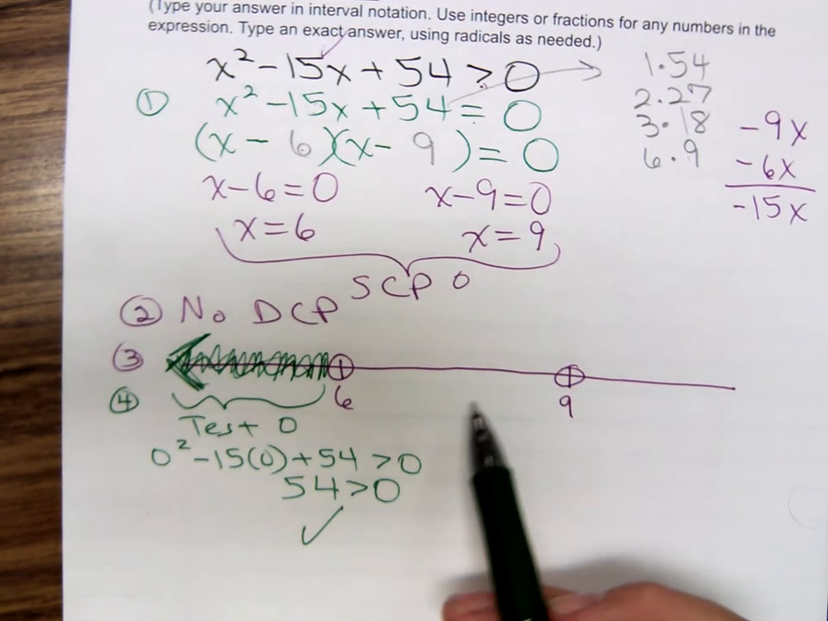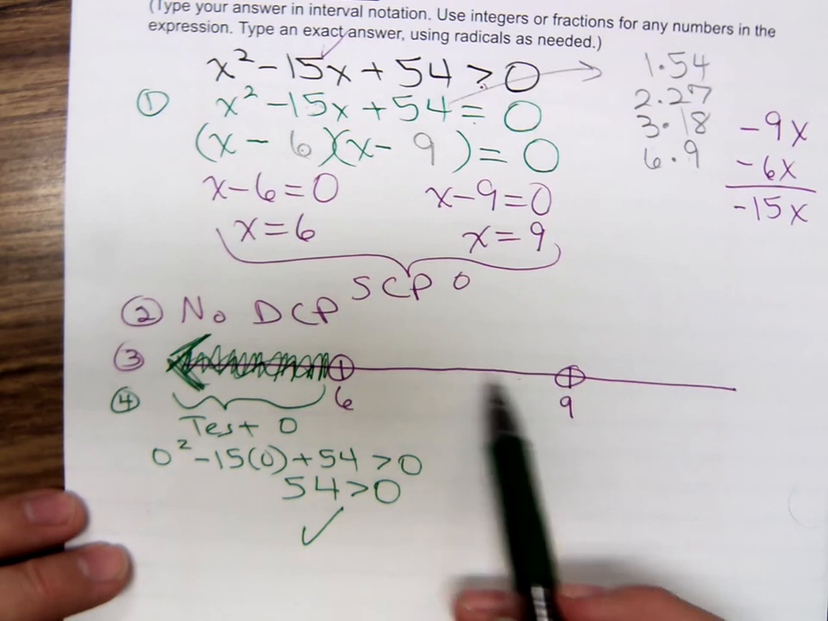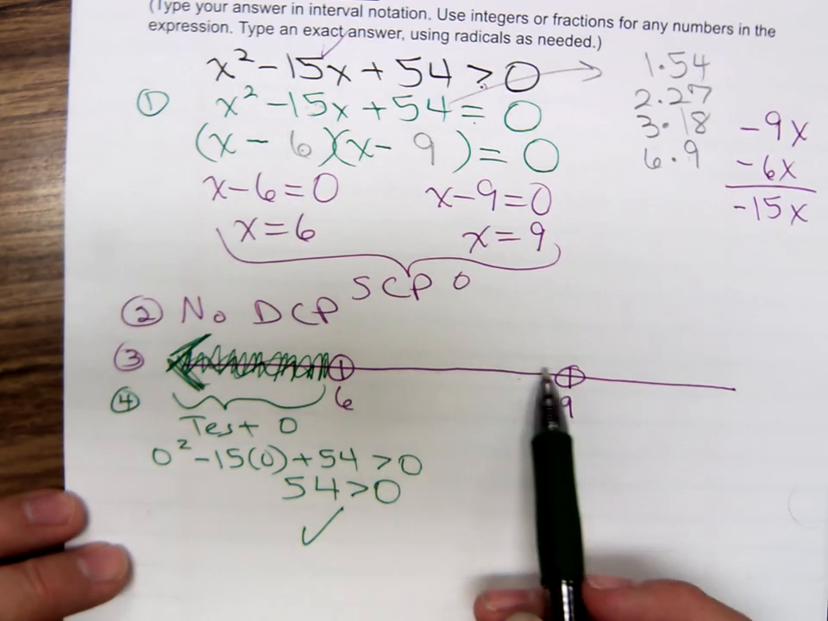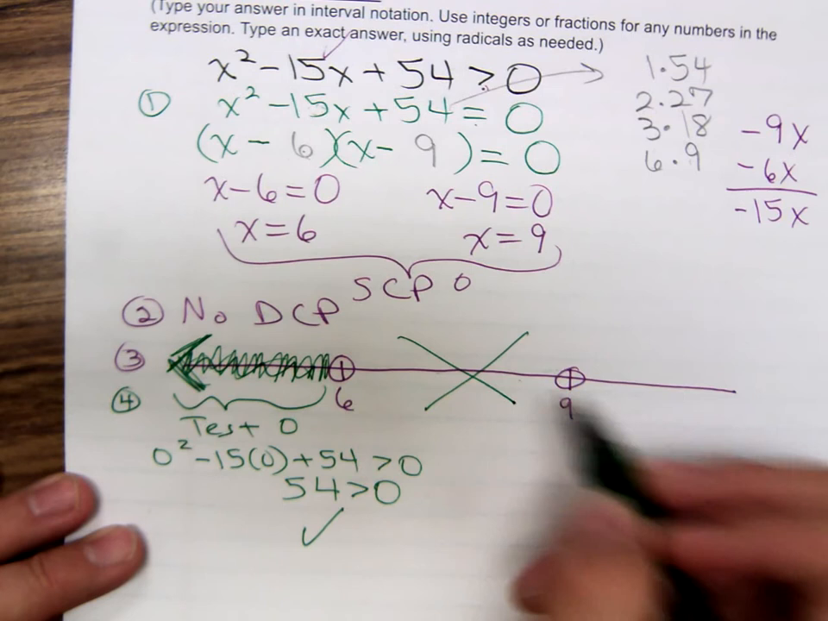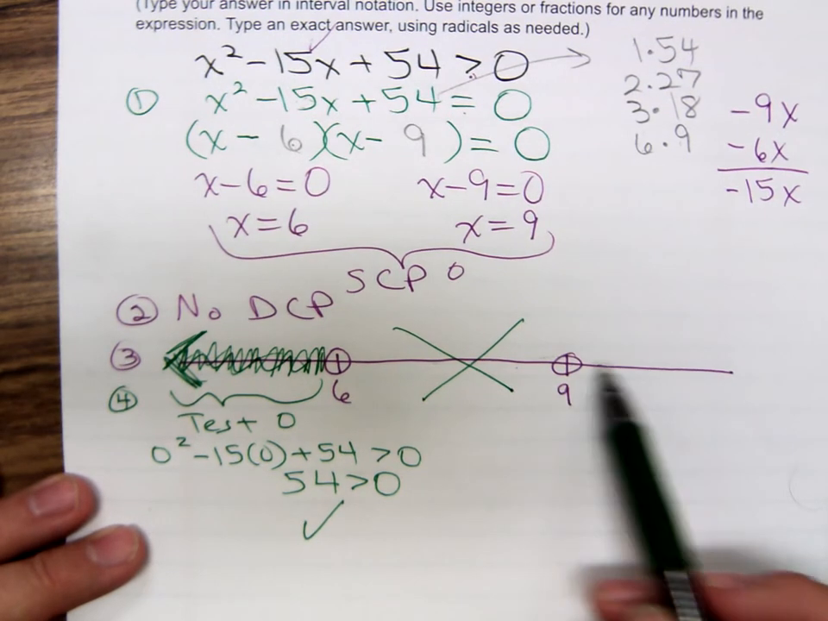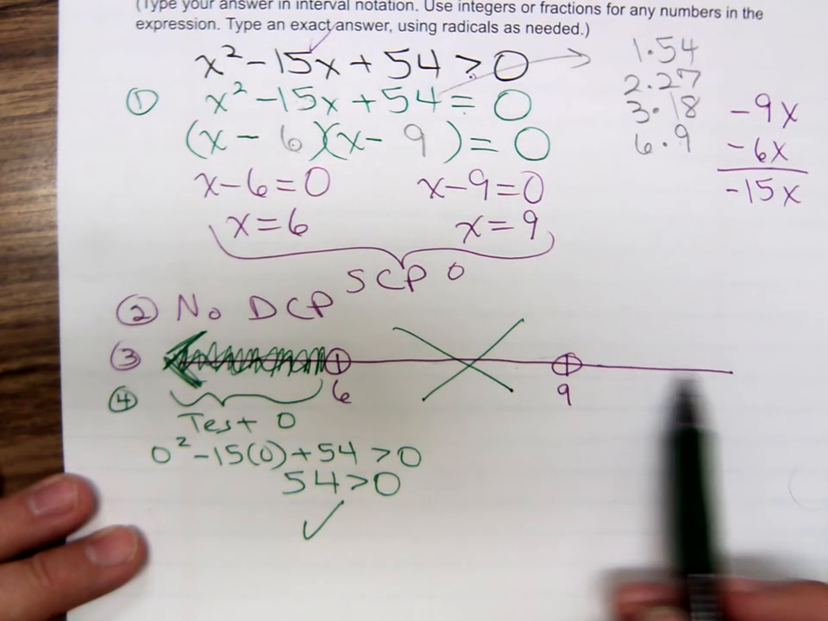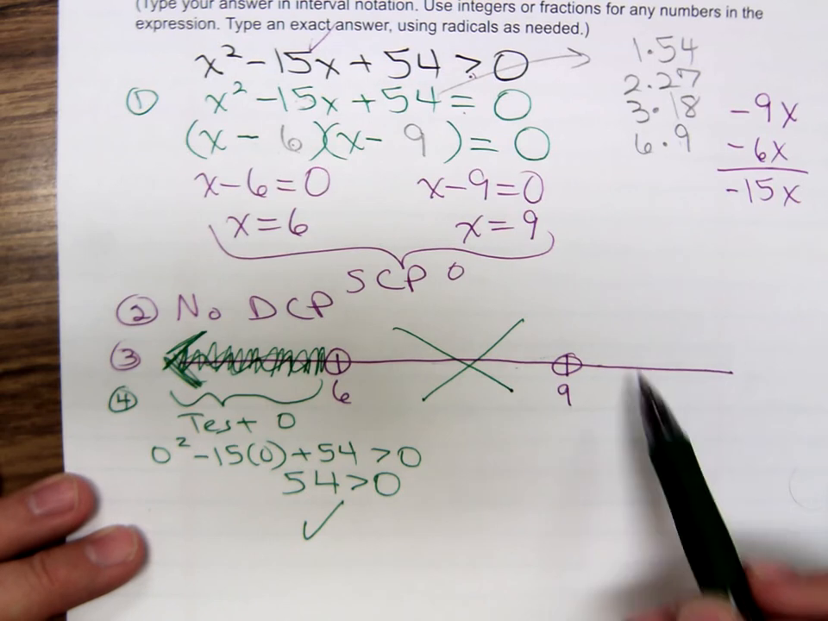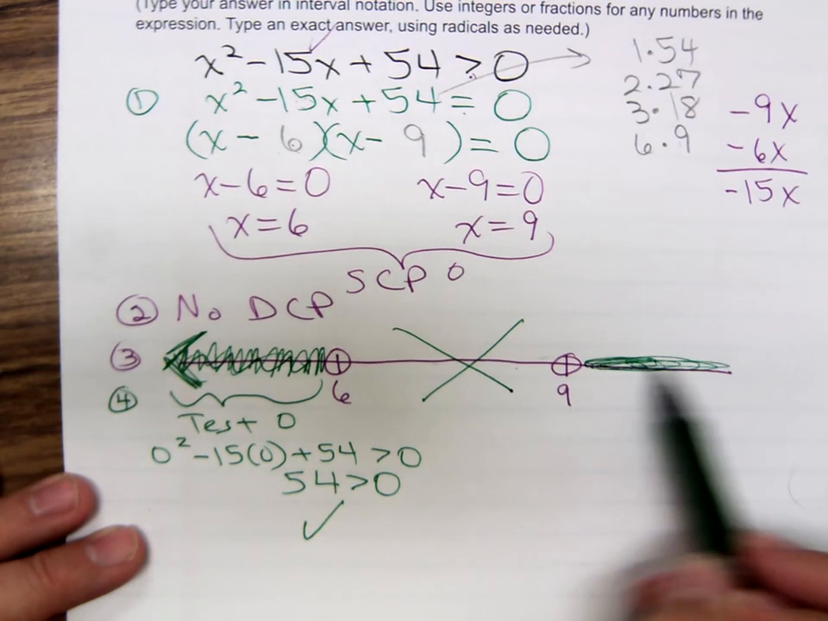Suppose we had tested 7 or 8 here. What would we do? Shade or cross out? Cross out, it would have been false. Suppose we had tested 10 or 10,000 over here. What do we expect? Shade. That would have been a true statement.